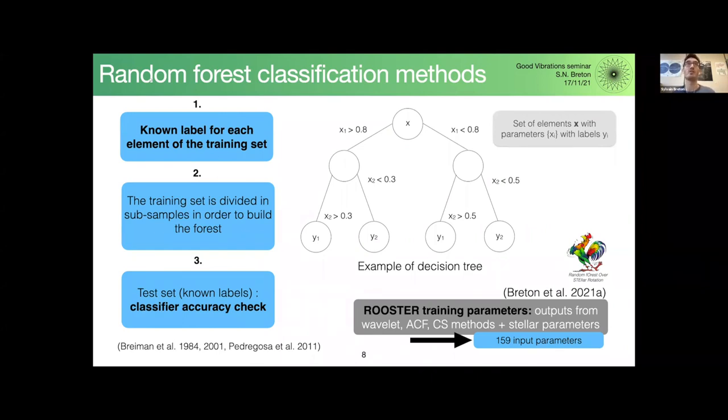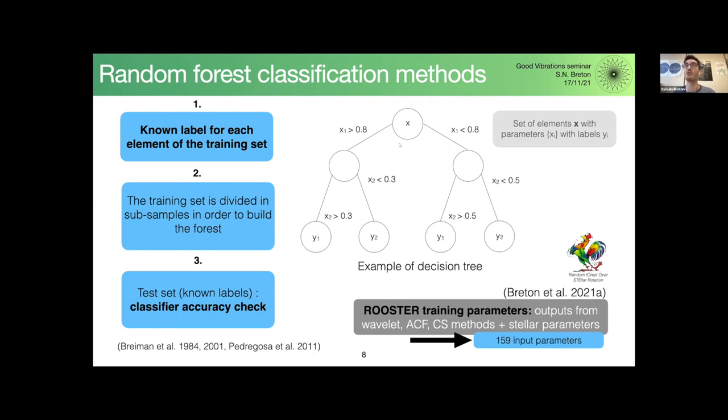So I decided to use the random forest classification method for this work. How does random forest proceed to classify elements? Imagine that you have a set of known elements X with labels Y. You will use them as a training set to build your forest, and then you will apply the forest that you built blindly on the new data.